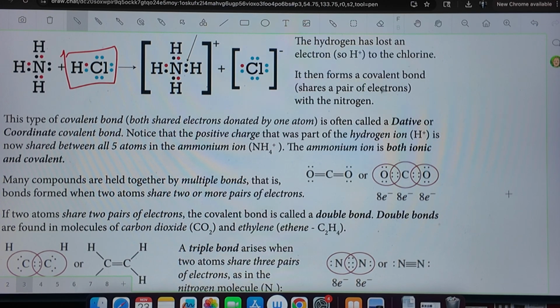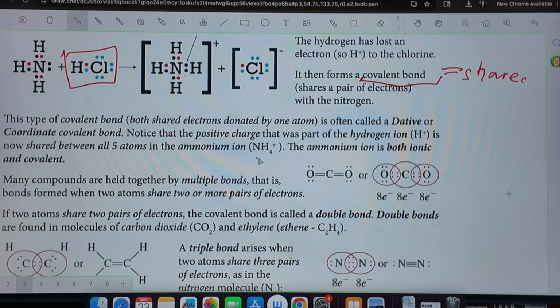Okay, and that forms a covalent bond, which is synonymous with the word, as you guys should know by now, share. The type of covalent bond, where both shared electrons are donated by one atom, is often called a dative or a coordinate covalent bond. Notice the positive charge that was part of the hydrogen is now shared by all 5 atoms in the ammonium ion, and we see that here. And the ammonium ion is both ionic and covalent.